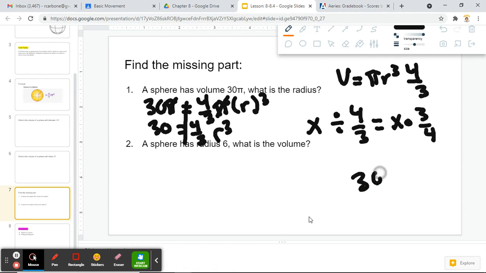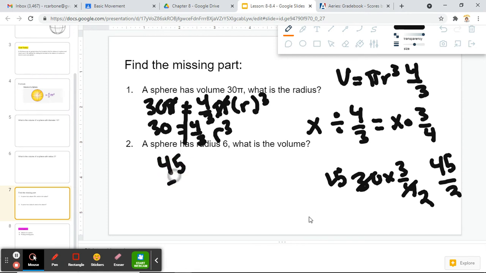All right, so 30 times 3/4. We've got a greatest common factor here of 2, so we'll divide both of these by 2. All right, so 15 times 3 would be 45, and then divided by 2. So I get 45 halves is equal to r cubed.